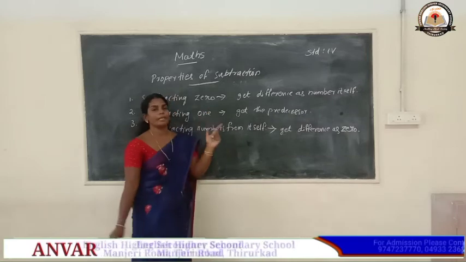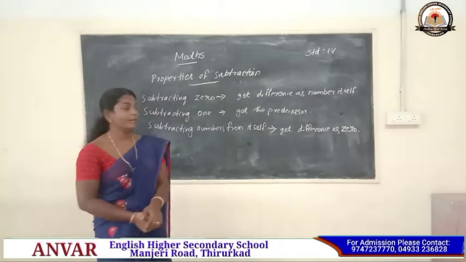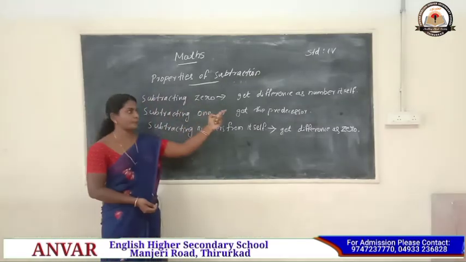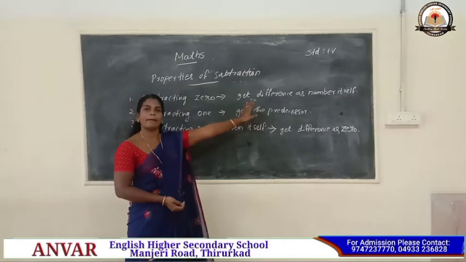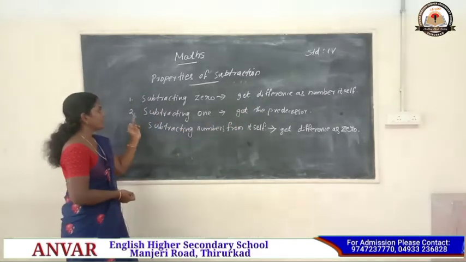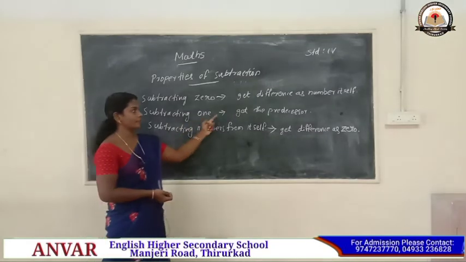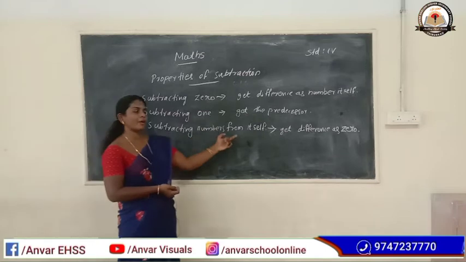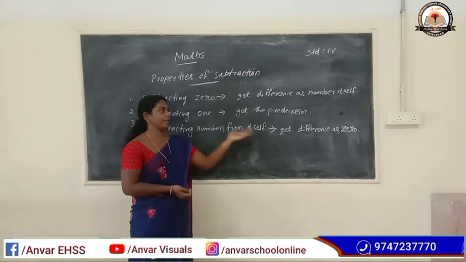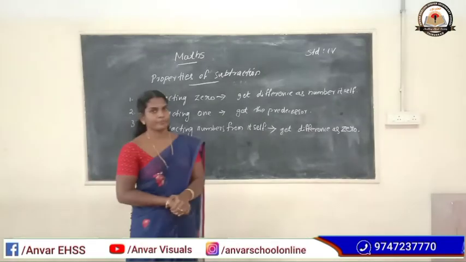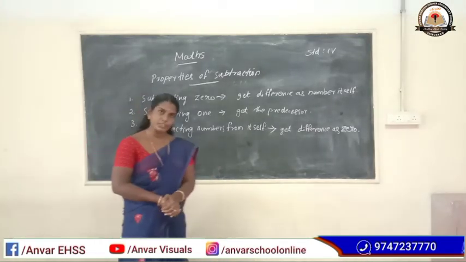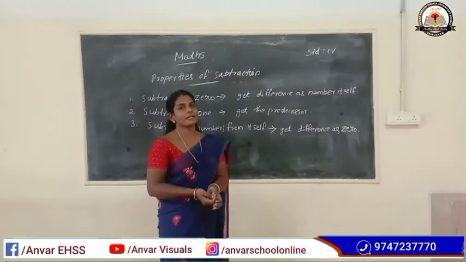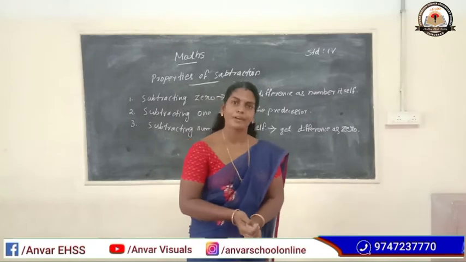These are the three important properties related to subtraction when we need to do a subtraction problem. First one is the subtracting 0 property: we get the number itself as the difference, with no change in the value. Second is subtracting 1: we get the predecessor of that number. Then subtracting a number from itself: the same numbers subtracted from each other give a difference of 0. I hope all of you are clear about the properties related to subtraction. Very good.